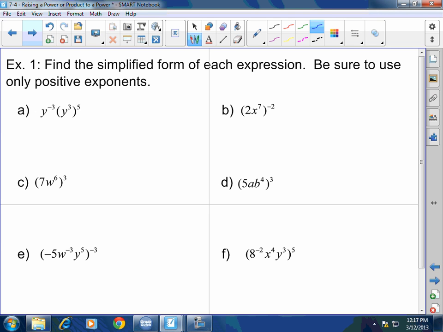Next, find a simplified form of each expression. Be sure to use only positive exponents. Okay, letter A, what do we got here? Okay, not everyone at once. Come on now. Okay, this is going to be y to the negative 3 times y to the 15th.